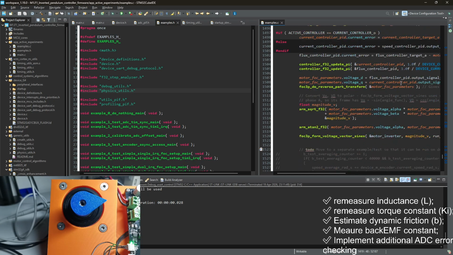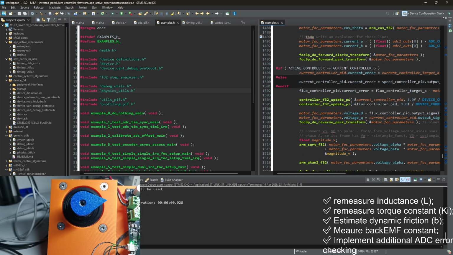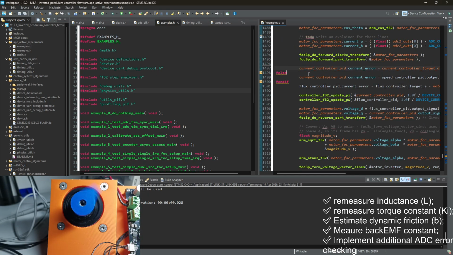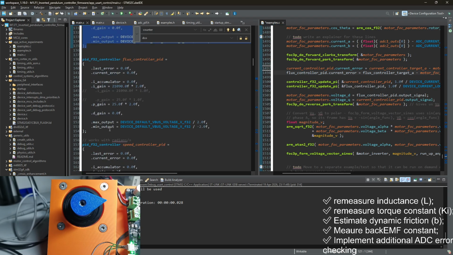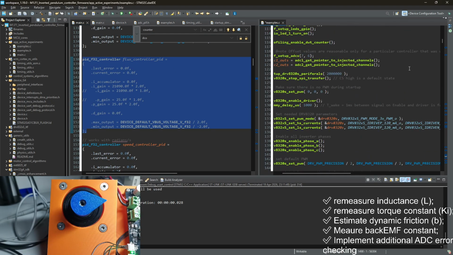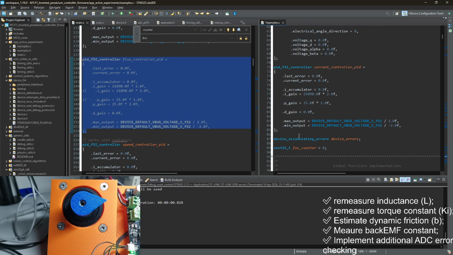So now that we have this, we need this and we need to remove that. We also need a flux controller, of course, and flux controller needs to be copied as well. Flux controller.